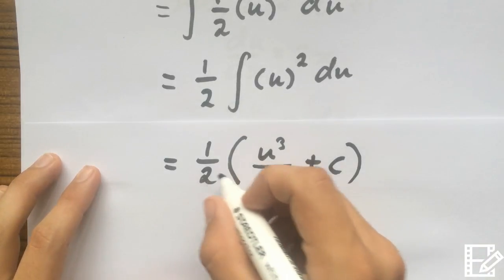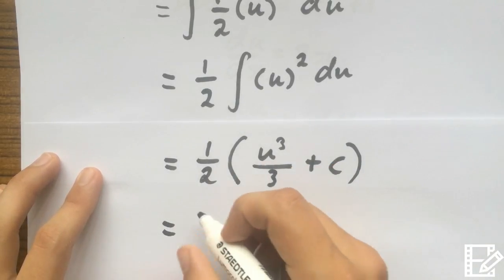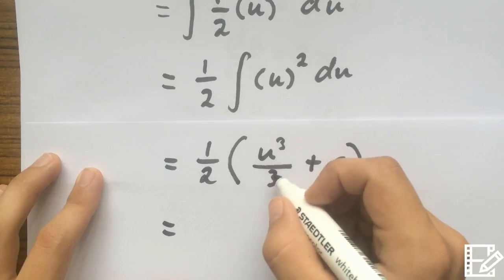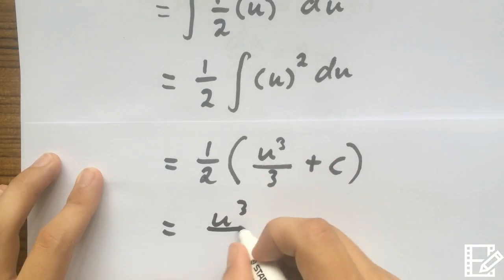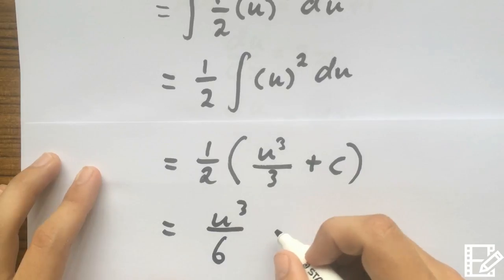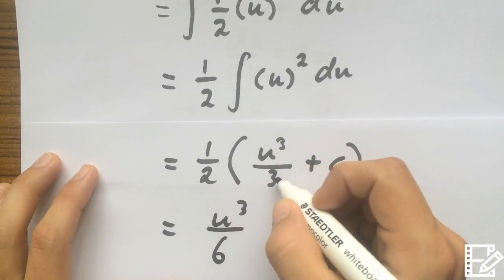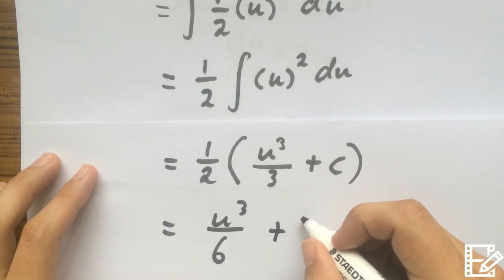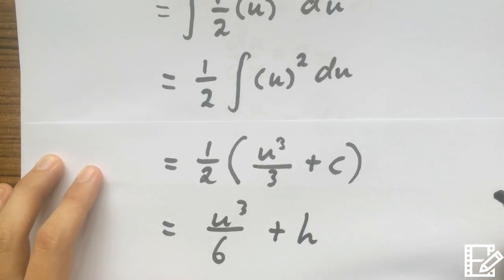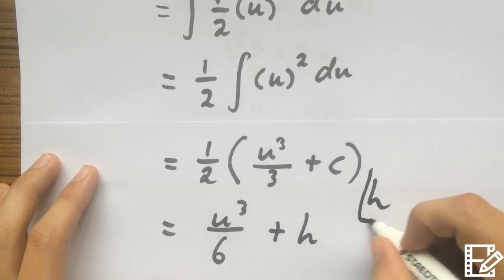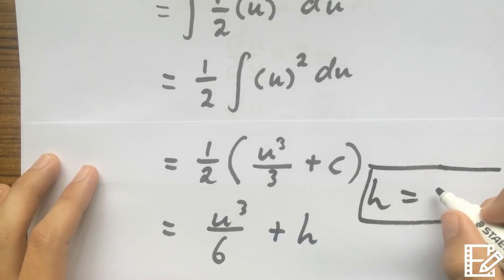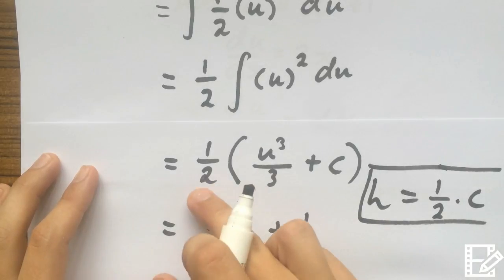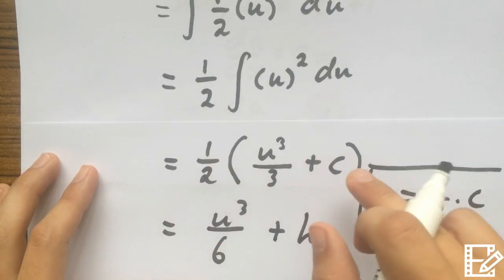Now what I'm going to do is multiply the half back in. And what I end up with is 1 over 2 multiplied by u to the power of 3 over 3, which is u to the power of 3 over 6, because 2 times 3 is 6. And what I'm going to do here is write plus, and I'm going to use a different letter, h. Now why am I using that? Because I'm going to write that h is equal to 1/2 multiplied by c. Because what we're doing is we're expanding the brackets. We're multiplying 1/2 by that and getting that, and we're multiplying 1/2 by that and getting that.